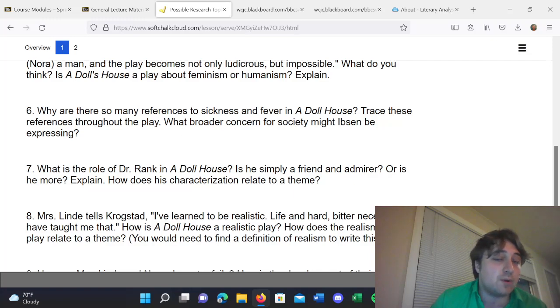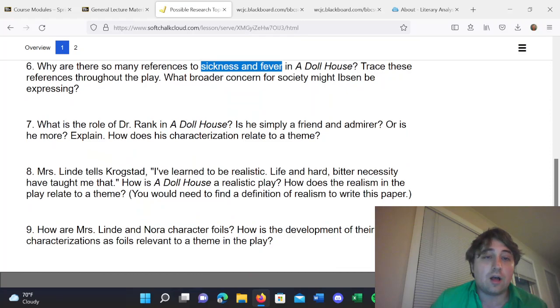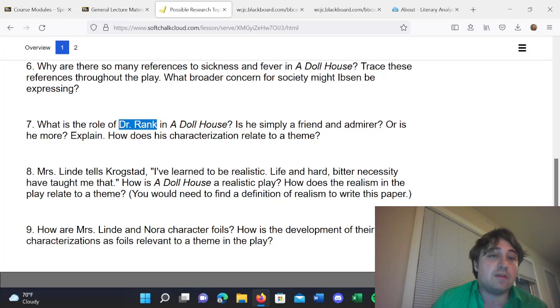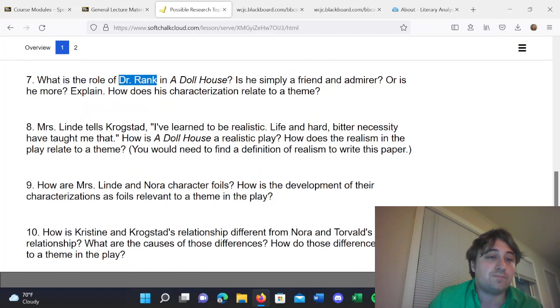You could also write about motifs. That's just recurring things in the play. Sickness and fever. If something occurs a lot in the play, you could refer to that. You could look at a minor character. Maybe there's a minor character that shows up and doesn't have a very strong role, but has a notable presence in the play. Why is that minor character there?